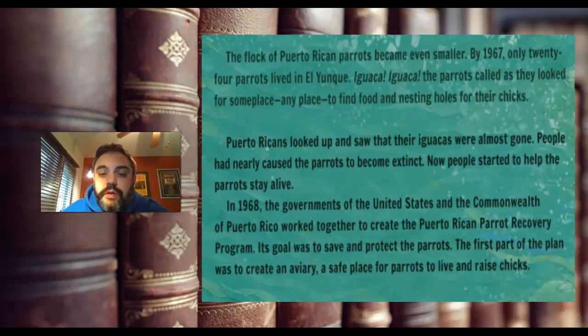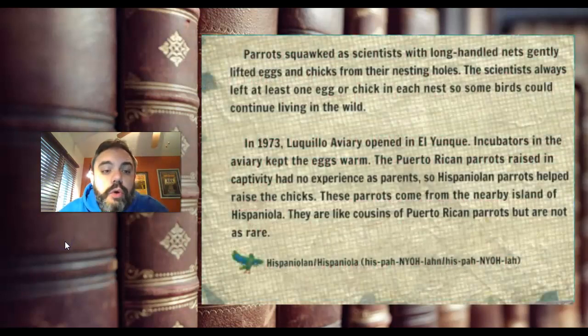In 1968, the governments of the United States and the Commonwealth of Puerto Rico worked together to create the Puerto Rican Parrot Recovery Program. Its goal was to save and protect the parrots. The first part of the plan was to create an aviary, a safe place for parrots to live and raise chicks. Okay, so let's continue on.